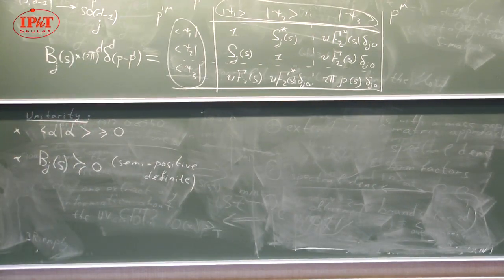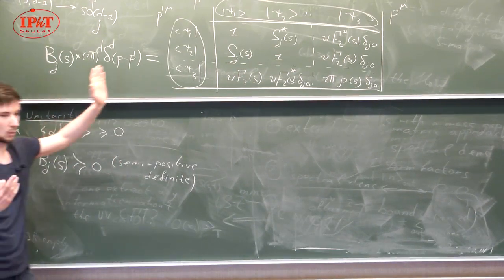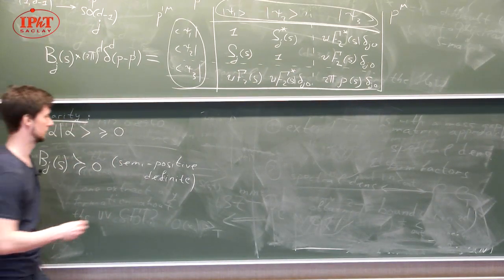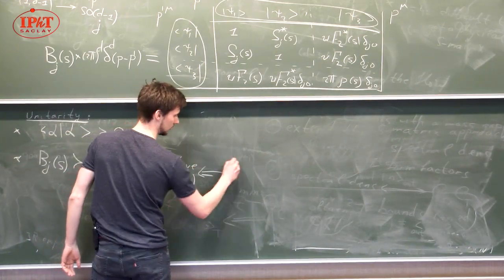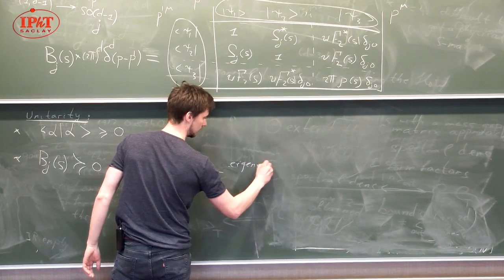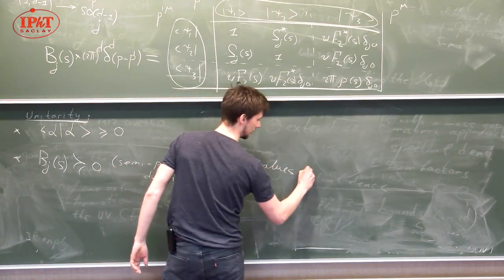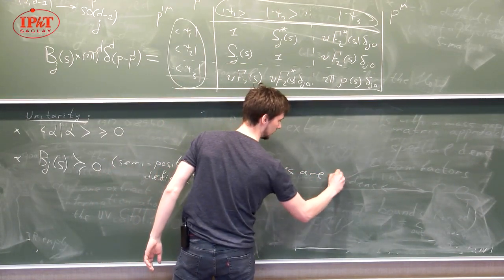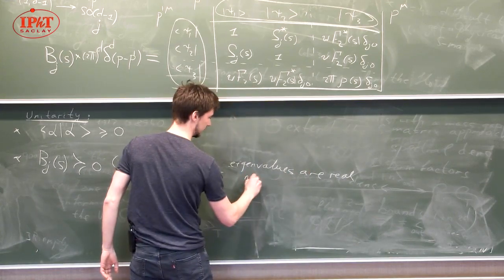So semi-positive definite means that it's a Hermitian matrix, first of all, so it has all real eigenvalues. And semi-positive definite means that all the eigenvalues are non-negative. Eigenvalues are real, non-negative.